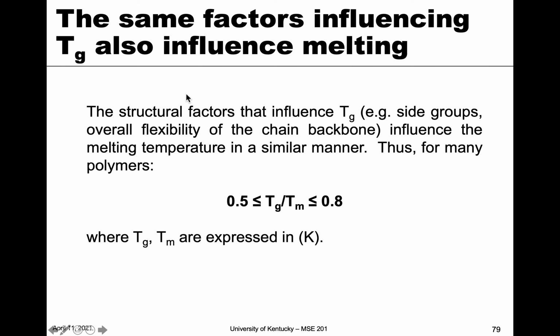So any structural factors that influence Tg, like those side groups or that affect the flexibility, will also affect melting, right? Because we need flexibility and we need motion for the rearrangement of those materials. So they will also increase the melting. And you see that the ratio here for Tg to Tm is between 0.5 and 0.8 usually. So that gives you an idea of how close they are to one another. And that's all in K.